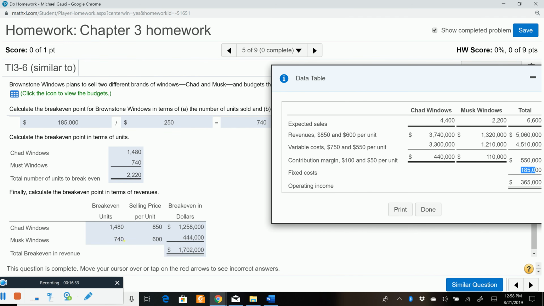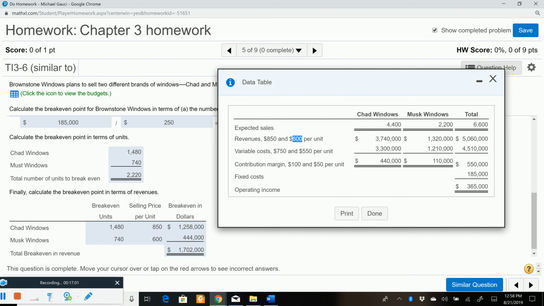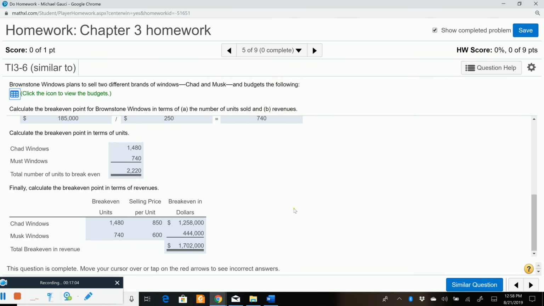Okay, and once again, Chad, 1,480 if the selling price is 850. 1,480, which we calculated up here, times 850 that was given to us. There's the break-even point in dollars. And the Musk windows, 740, which we calculated, times the selling price, which the author gave us, of 600, equals 444,000. So combined, $1,702,000 is the break-even point for this particular product mix.